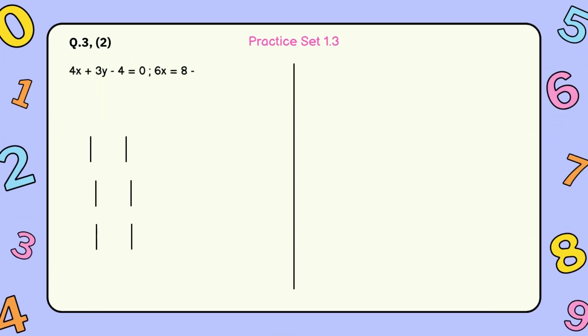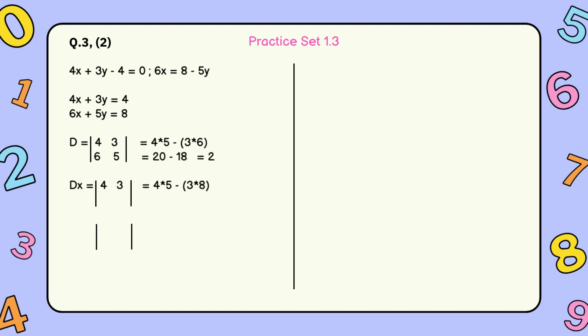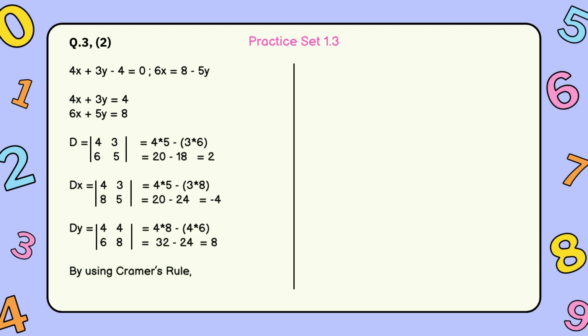Now we'll solve question number 2 from question 3 of practice set 1.3. Our question is 4x plus 3y minus 4 is equal to 0, and 6x is equal to 8 minus 5y. When an equation is given in such a way, we have to write it in a format that is like ax plus by is equal to c. So we have written this equation here as 4x plus 3y is equal to 4 and 6x plus 5y is equal to 8. To apply Cramer's rule, we have to find the value of D, Dx and Dy.